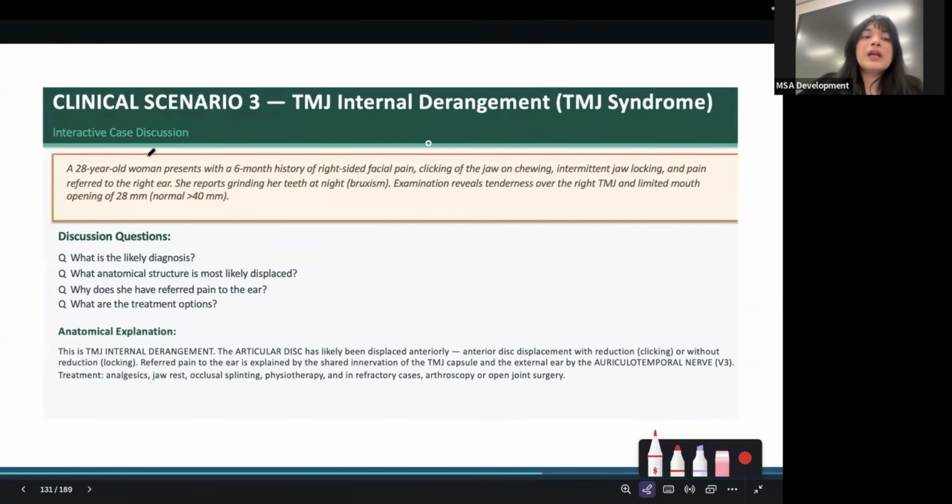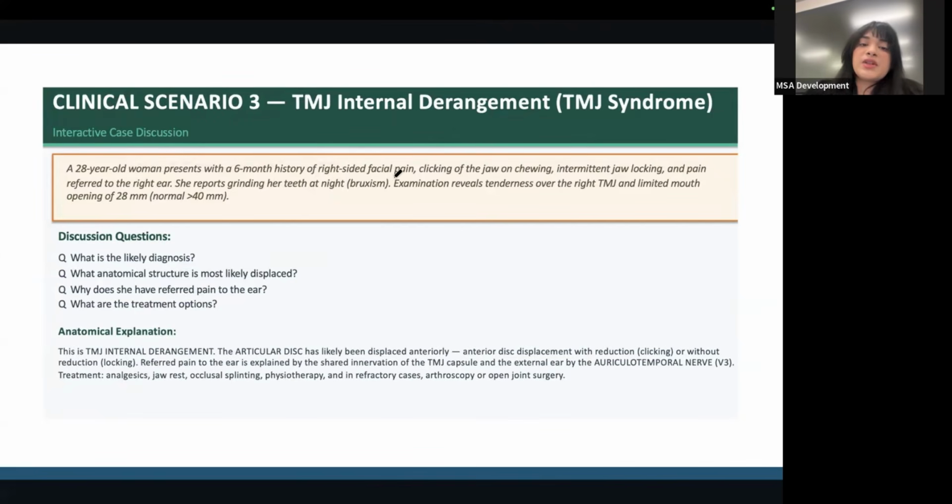Clinical scenario number 3. A 28-year-old woman presents with a 6-month history of right-sided facial pain, clicking of the jaw when chewing, intermittent jaw locking, and pain referred to the right ear. She reports grinding her teeth at night. Examination reveals tenderness over the right TMJ and limited mouth opening of 28 millimeters. What is the likely diagnosis? Anatomical structure: why does she have referred pain to the ear? And what are the treatment options?